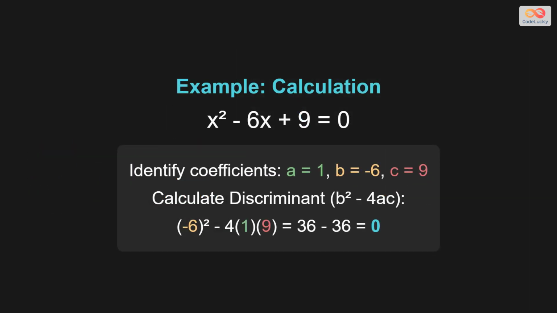Let's look at the equation x² − 6x + 9 = 0. Here, a is 1, b is −6, and c is 9. When we plug these into the discriminant formula, we get (−6)², which is 36, minus 4 times 1 times 9, which is also 36. 36 minus 36 gives us 0.